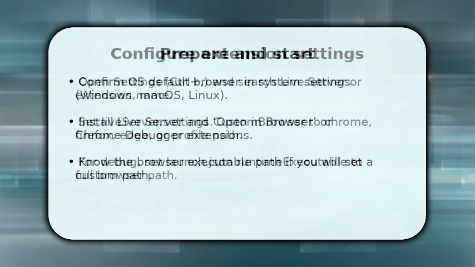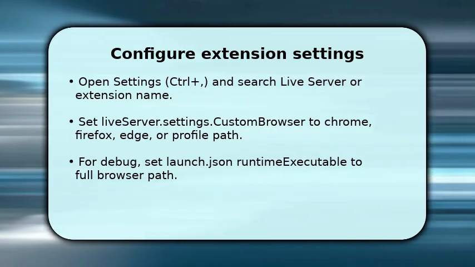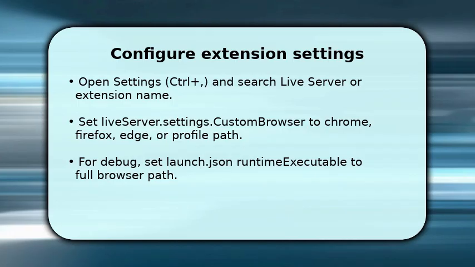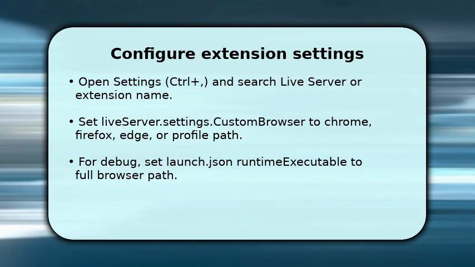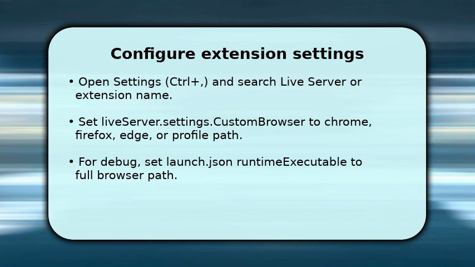Now change VS Code settings to point at the browser you want. Open Settings or Edit Settings JSON directly. For Live Server, set Live Server Settings: Custom Browser to Chrome, Firefox, Edge, or use a custom path like /Applications/Google Chrome.app/. If you use the Chrome debugger, edit launch.json and set runtimeExecutable to the browser executable path so debugging opens the right app. Make sure to target the correct profile or flags if you need incognito or specific user data.